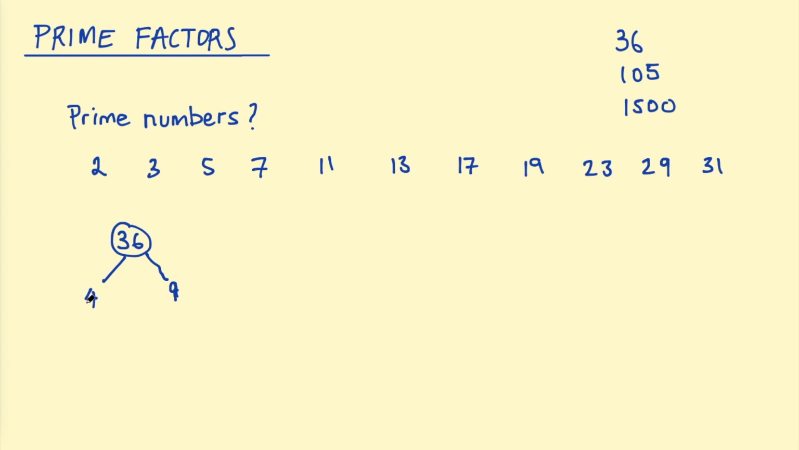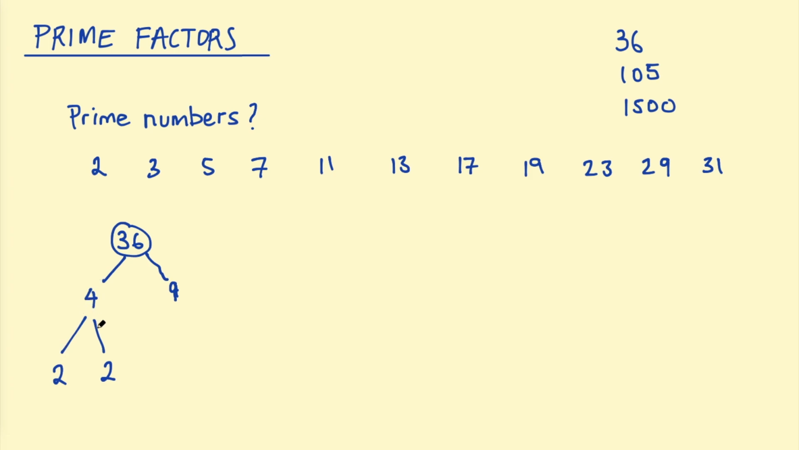Now 4 is not a prime number, right? It's divisible by 1, 2, and 4. That's 3 factors. A prime number only has 2 factors. 9 is not a prime number. It's divisible by 1, 3, and 9. So we want to break 4 down again. 4 is 2 times 2.